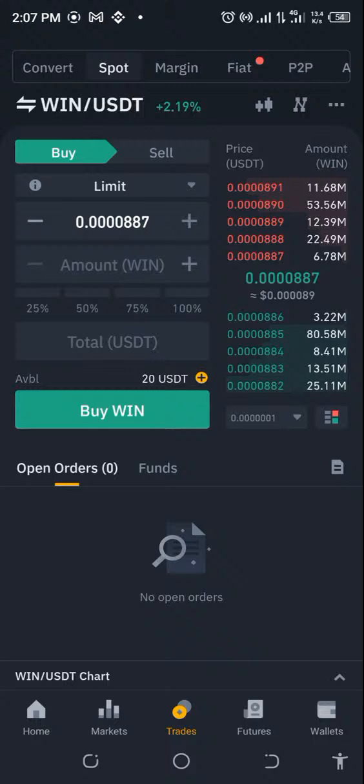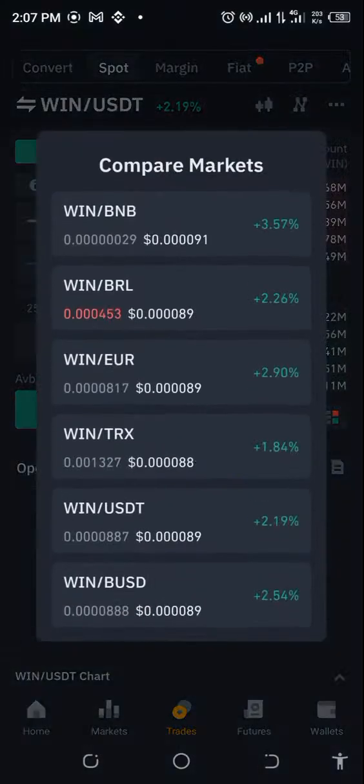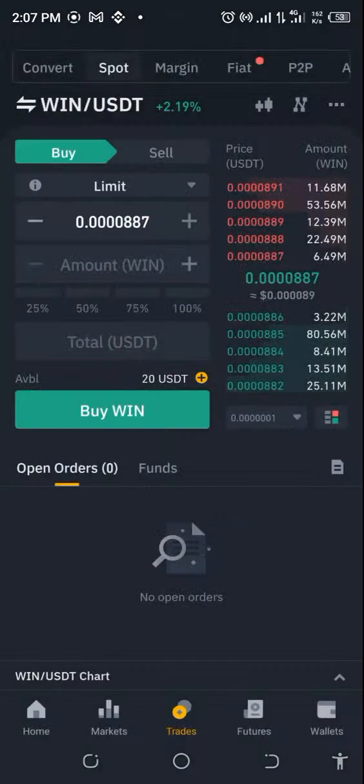Today, we're on another episode of Triangular Arbitrage. Yes, on Binance. You guessed that right. All right, so today, what do we have here? We have Win USDT. So let's go over quickly to the compare markets and see what we have. We have Win USDT as 0.00000089 and Win BNB as 0.000091. So let's go ahead and try this out with the basic simulation using Win USDT.